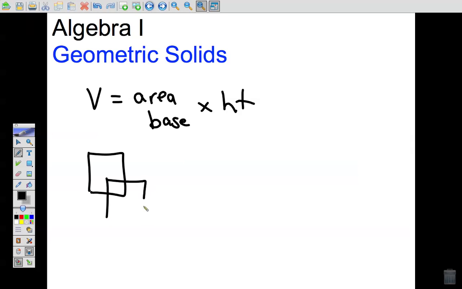When we found volume before, for example, maybe we've got a box-shaped object. Volume is how much that box would hold. We would find the area of the bottom of this box, which in this case is either a rectangle or a square, so we take length times width. We find the area of that, and then we take it times the height of the box. And that's volume.